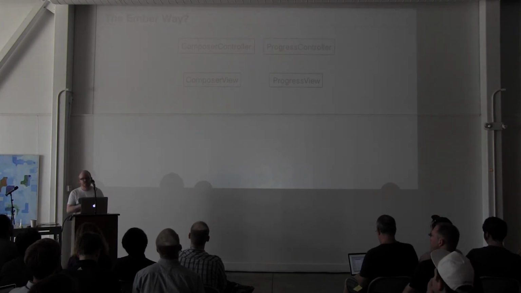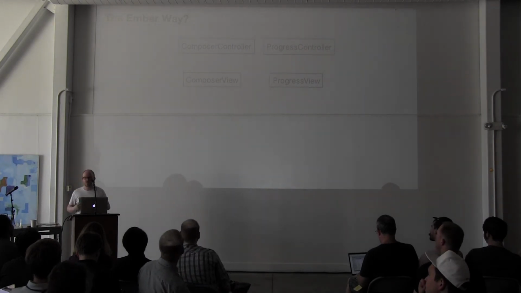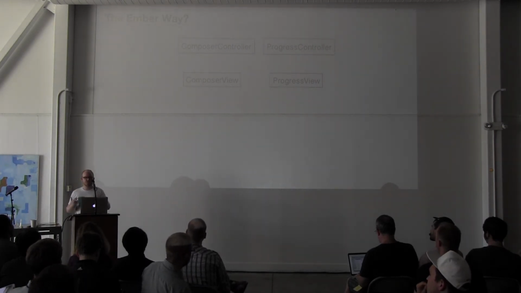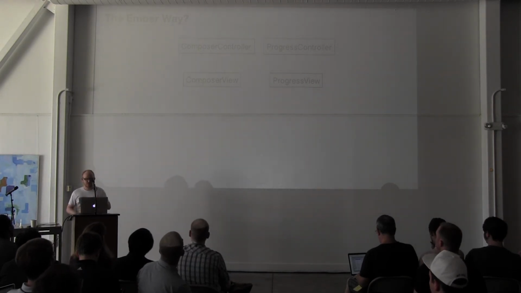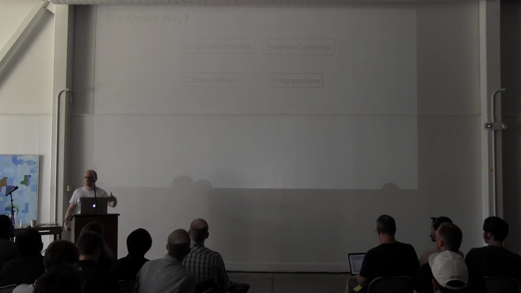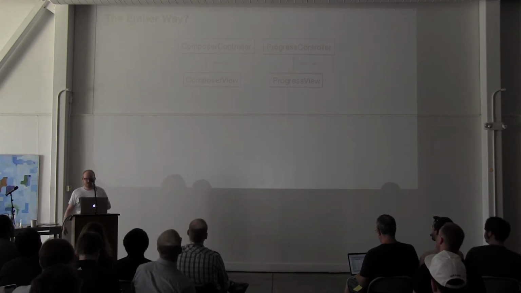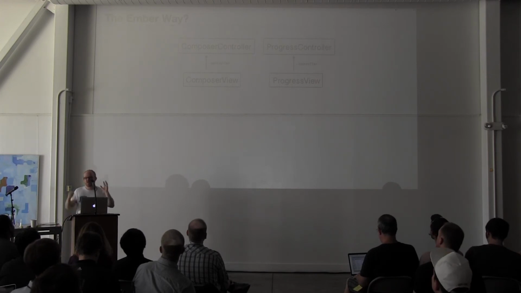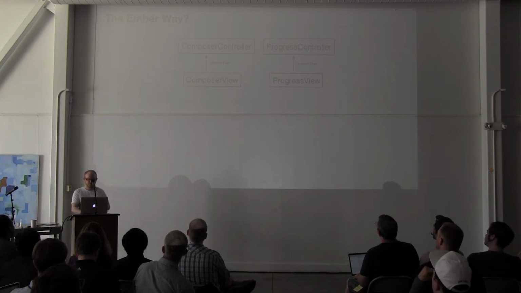So I added this question mark here of the Ember way, because I'm actually not certain that anyone on the Ember core team would ever recommend you do it this way. But this is one way that I was able to use Ember's object model to access one view from another. So we know that the composer view has a composer controller, and the progress view has a progress controller. And we all know that within a view, you can say this.get controller to get access to that view's bound controller.